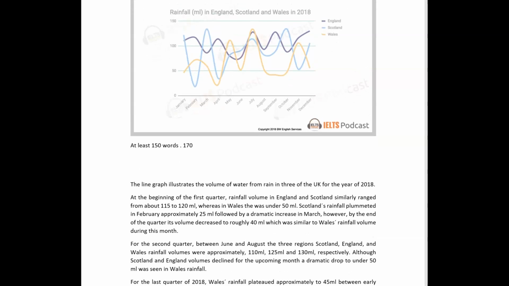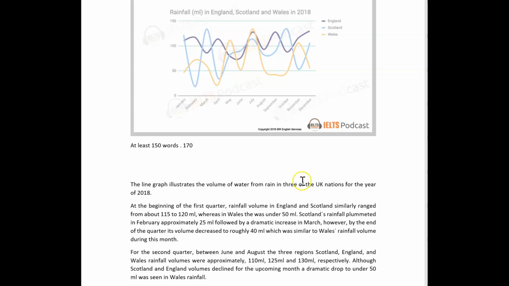So let's have a look at this. The line graph illustrates the volume of water from rain. 3 of the UK nations you'd have to put, or 3 nations in the UK, for the year 2018. Okay, fine. Beginning of the first quarter, rainfall volume in England and Scotland similarly range from 115 to 120. You can't have, grammatically, you can't have similarly ranged, so that's a sort of grammar thing, but you could have were in a similar range from that, yep. Whereas, good, in Wales, it was under, okay.